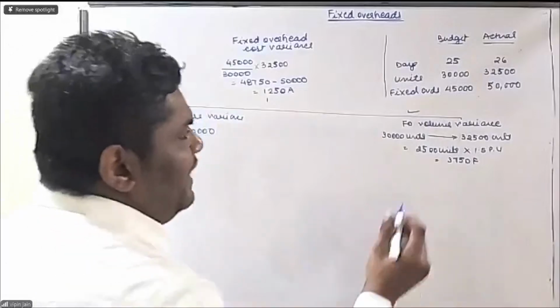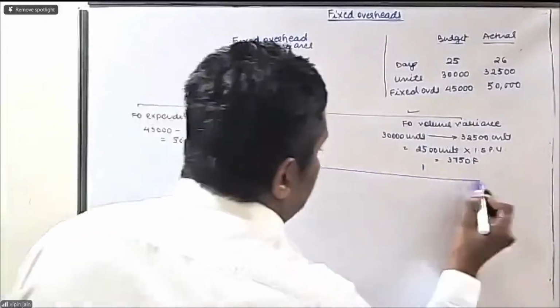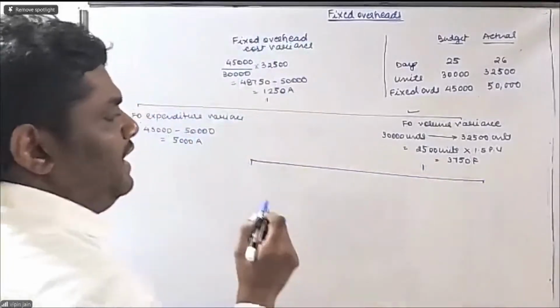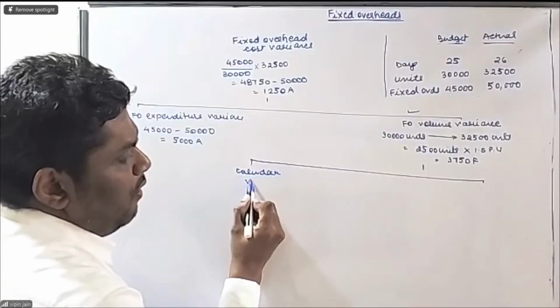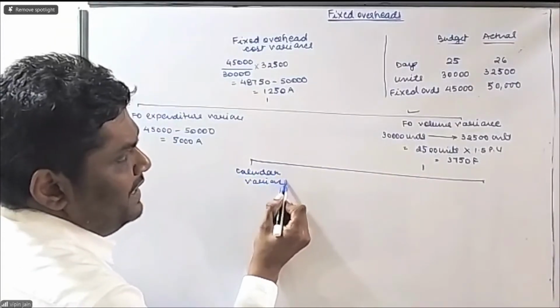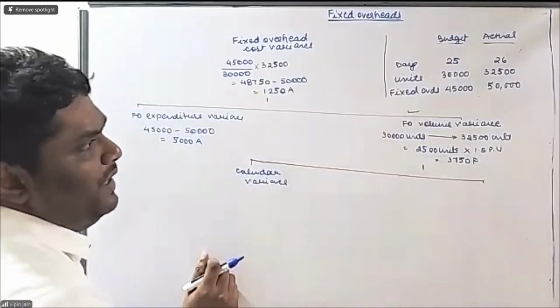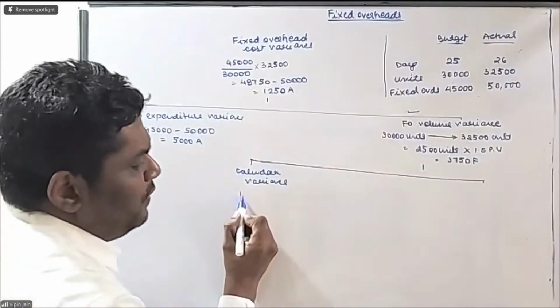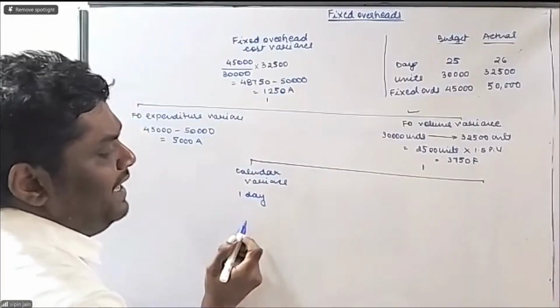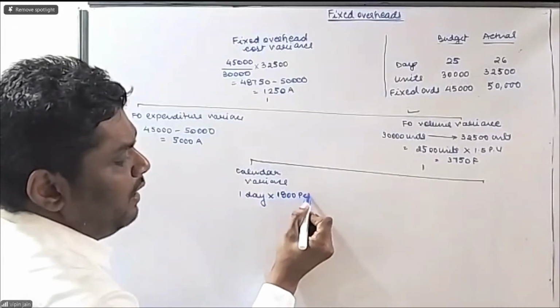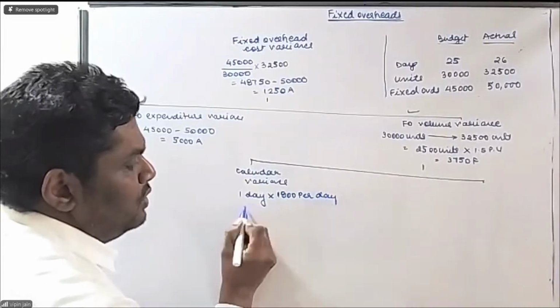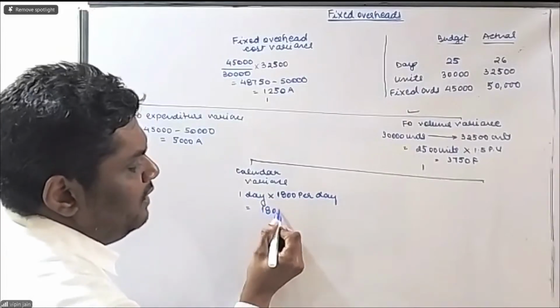Now, very important. When talking about calendar variance, it will be calculated in the same way. That is, we were supposed to work for 25 days, but we worked for 26 days. 1 day extra we worked, into the rate per day, that is 1,800 per day. So this will be 1,800 favorable.